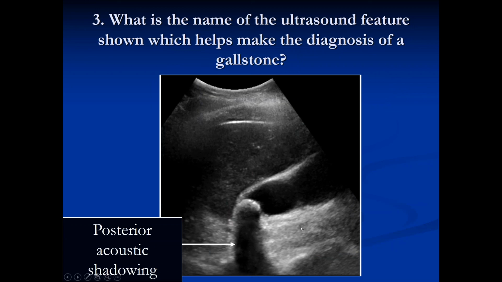The next thing was our gallstone. And our gallstone is a bright reflector. It sends all the echoes back to the beam, and it doesn't allow any echoes to go through, and we call that posterior acoustic shadowing, okay, or shadowing was fine. Either of those are fine.